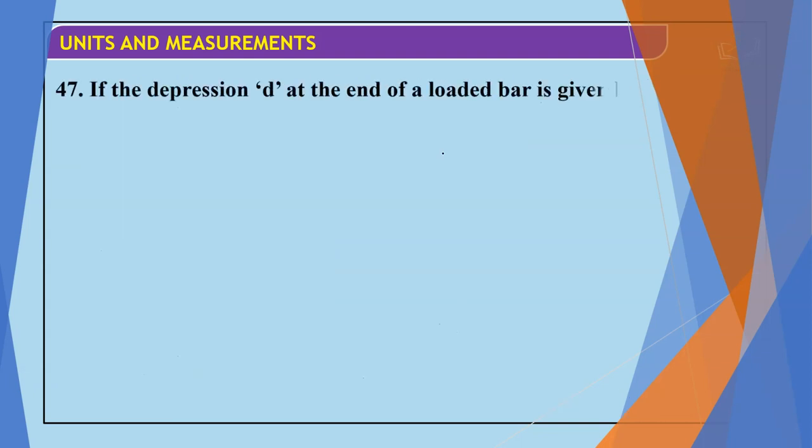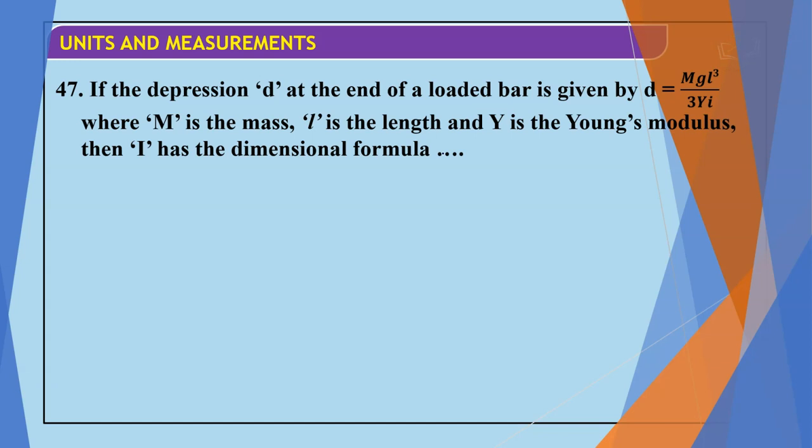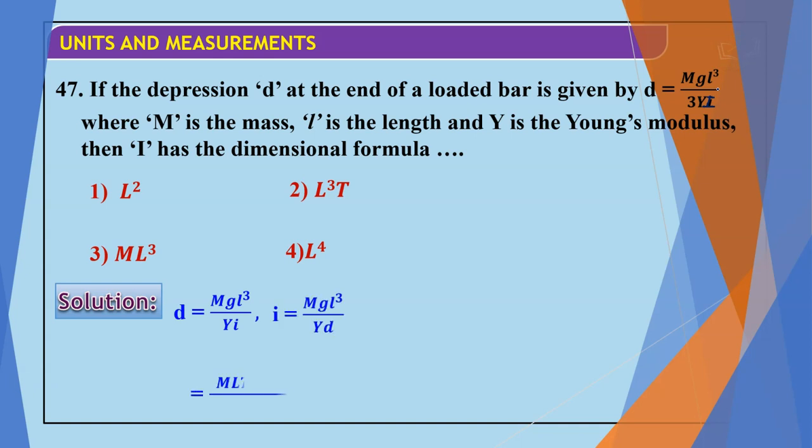Next question we have: if the depression d at the end of a loaded bar is given by d is equal to mgl cube by 3YI, where this is a capital I, which is the moment of inertia, student. Here m is the mass, L is the length, Y is the Young modulus, then I is the dimensional formula. So keep in mind you have to give the answer as the dimensional formula of I. So I is equal to mgL cube by Yd.